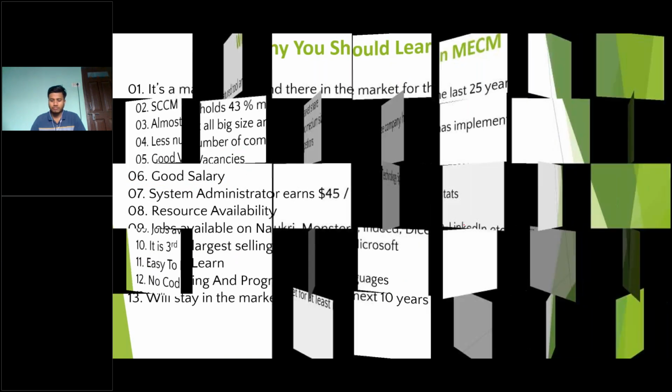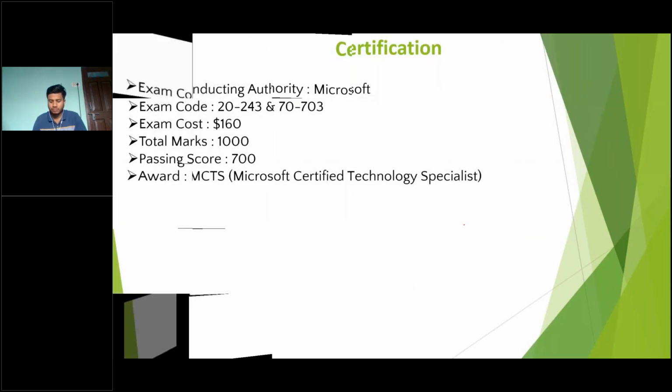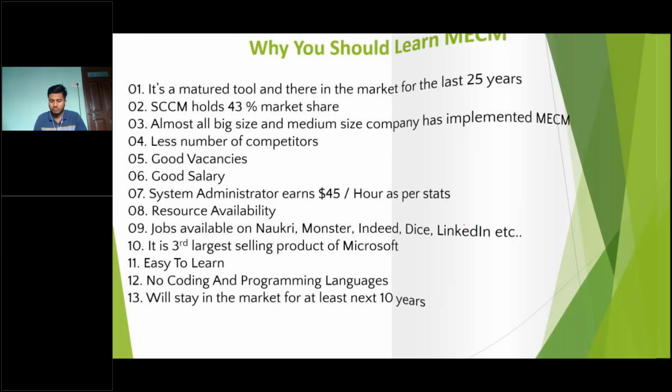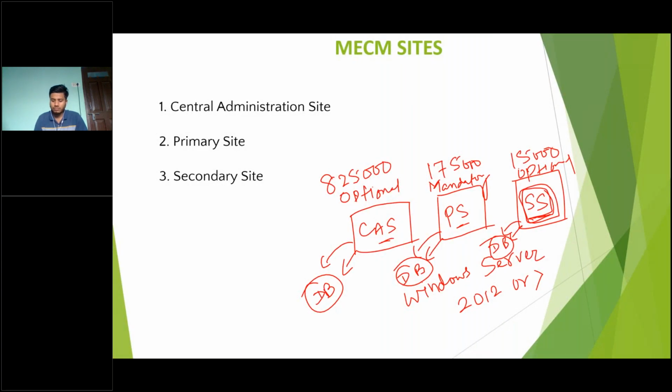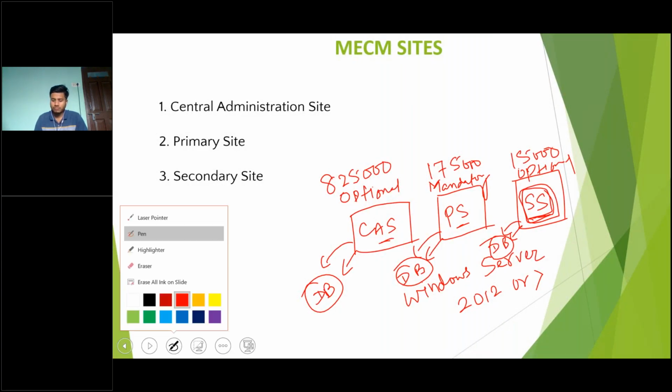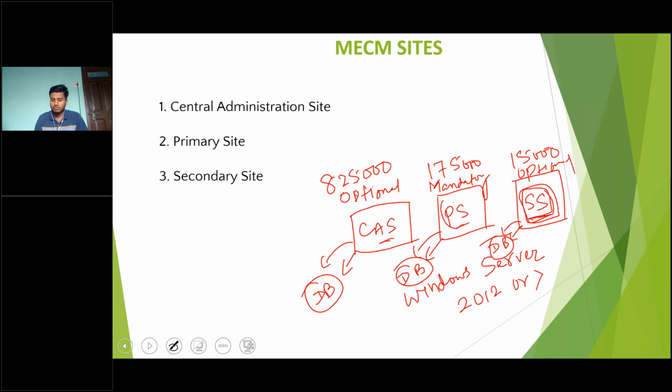The primary site is the main site server which has to be there. That's a mandatory site which has to be there. And one primary can maximum support up to 175,000 client machines. I will give you more details about this central, primary, and secondary.